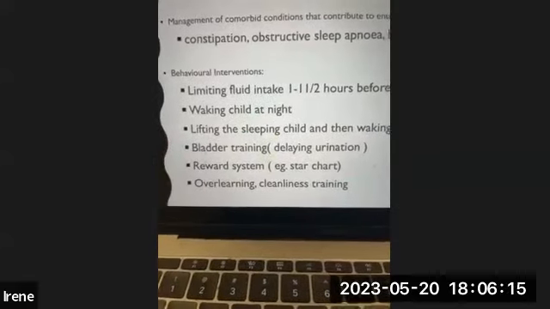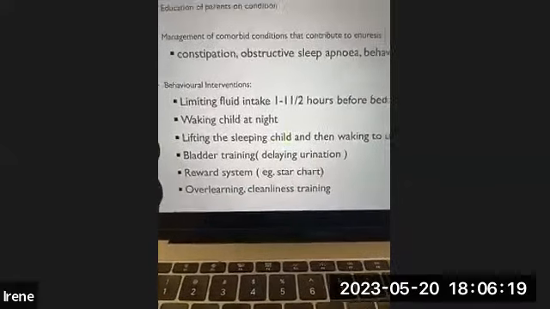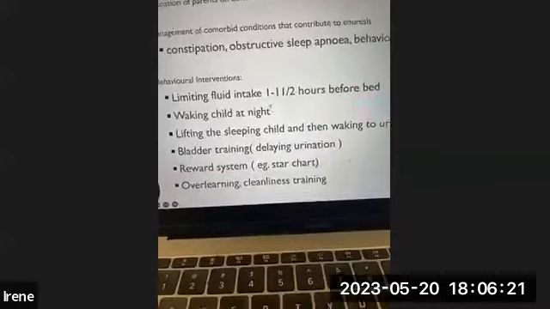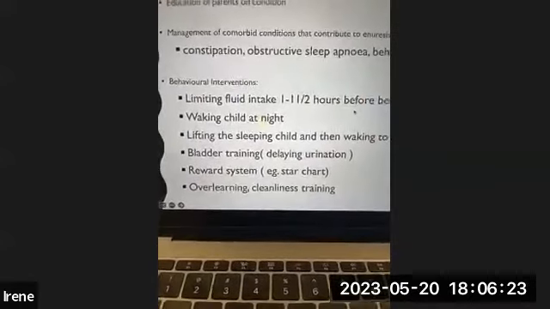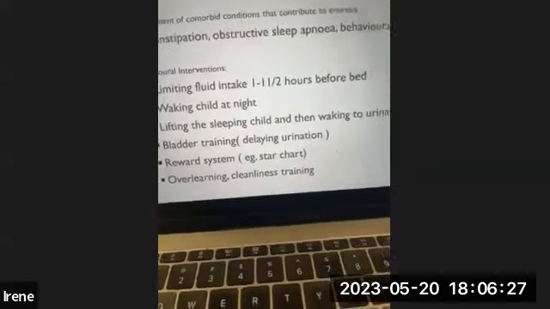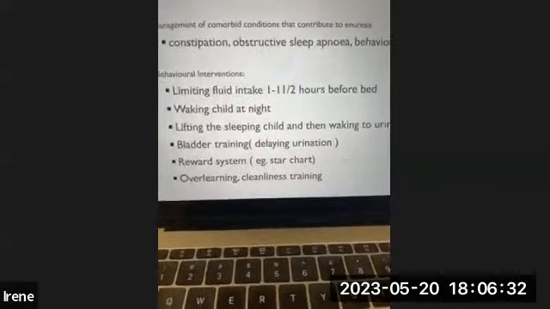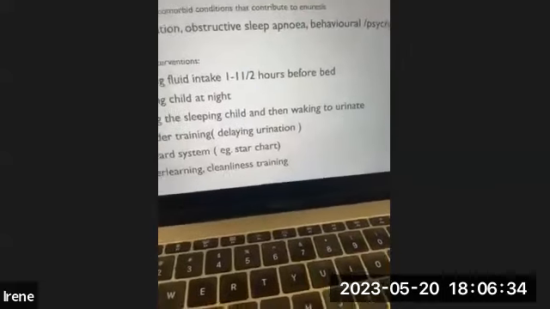It is very, very important, because the more the child drinks, the more they will wet. So at least 1 to 1.5 hours before bedtime, they shouldn't take in any food or drink. If your child sleeps around 8 o'clock, at the latest by 6:30, they shouldn't be drinking or eating. I know some children will sneak and go and eat.